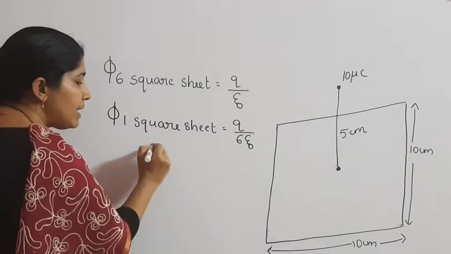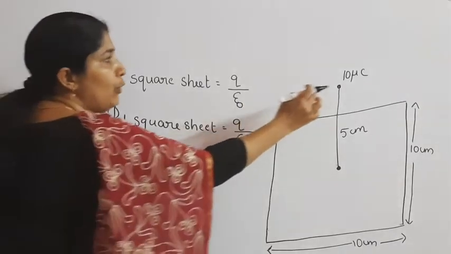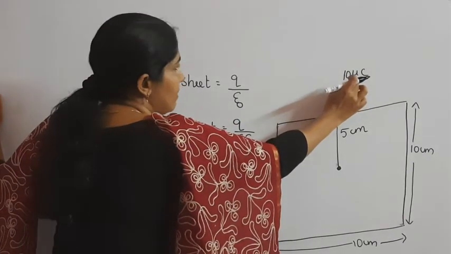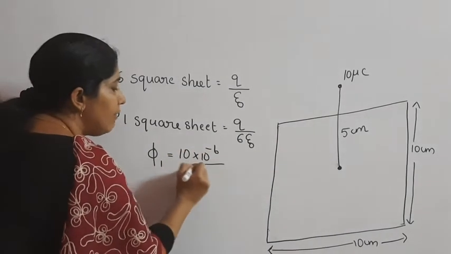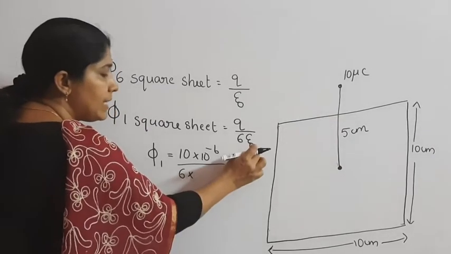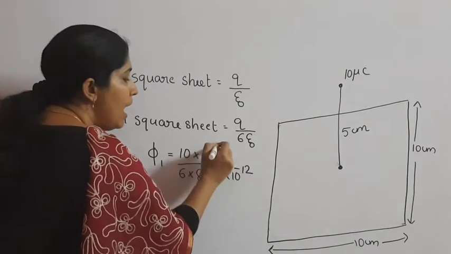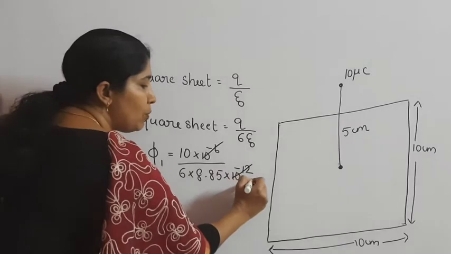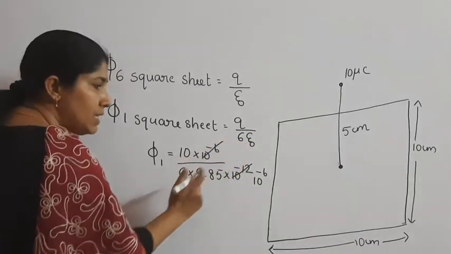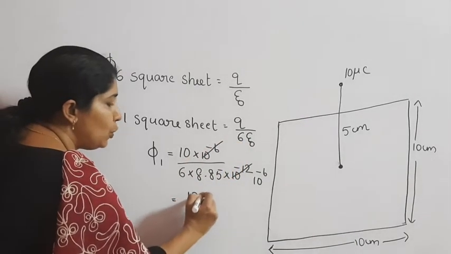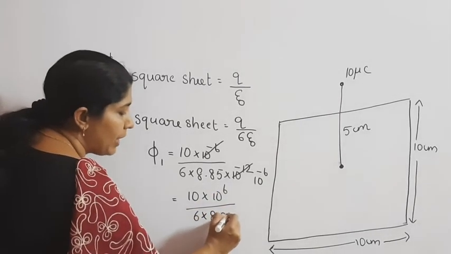Now we can substitute the values. The flux through 1 square sheet is equal to Q. What's the value of Q? 10 into 10 raised to minus 6, since micro means 10 raised to minus 6. Then 10 into 10 raised to minus 6 divided by 6 into epsilon 0, which is 8.85 into 10 raised to minus 12. 10 raised to minus 6 divided by 10 raised to minus 12 is equal to 10 raised to minus 6. When 10 raised to minus 6 comes to the top, it becomes 10 raised to plus 6. So it is 10 into 10 raised to 6 divided by 6 into 8.85.